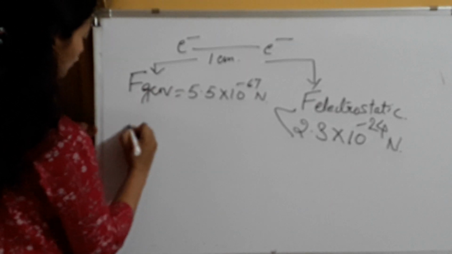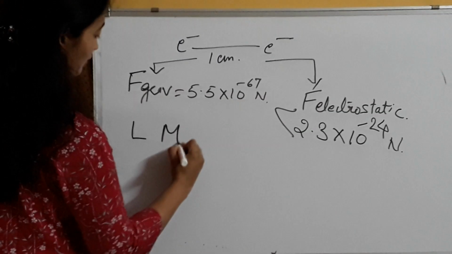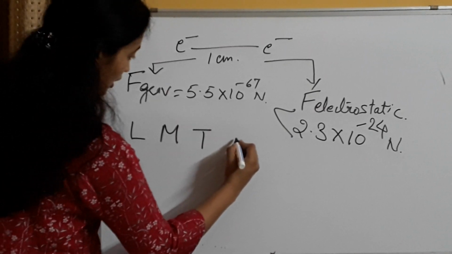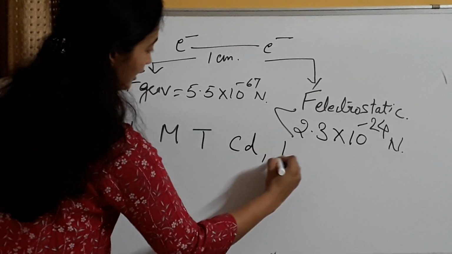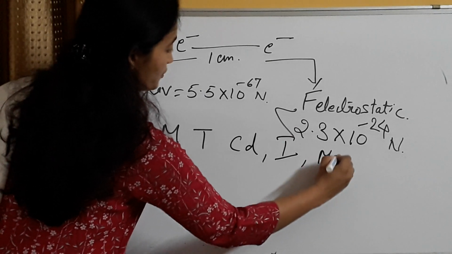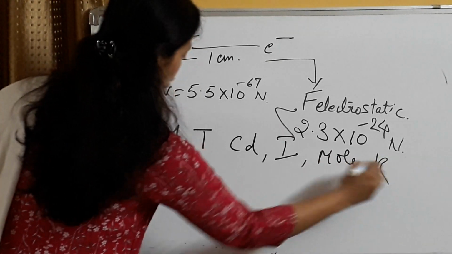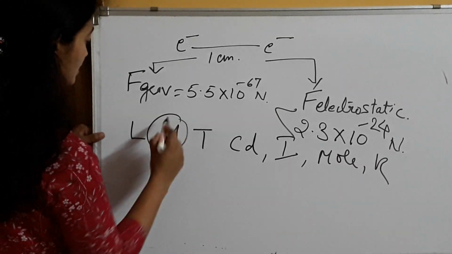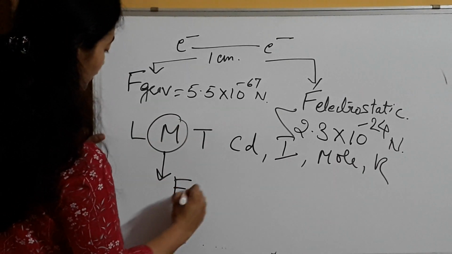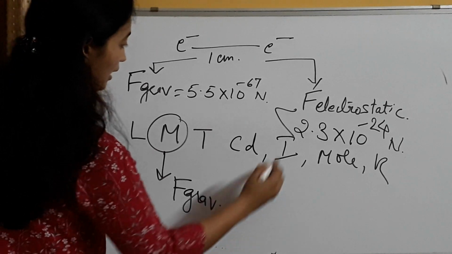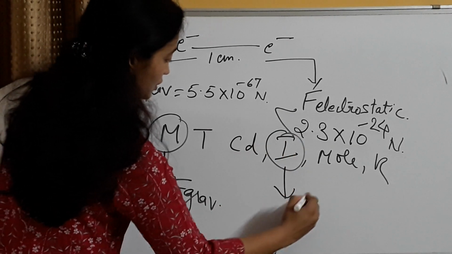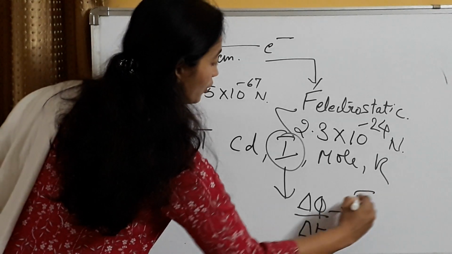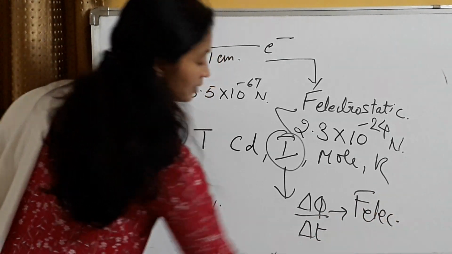That means, we are already familiar with the 7 fundamental quantities: length, mass, time, luminous intensity, electric current, amount of substance, temperature. Here mass is responsible for gravitational force, and current, which is written as delta Q by delta T, is responsible for F electrostatic.